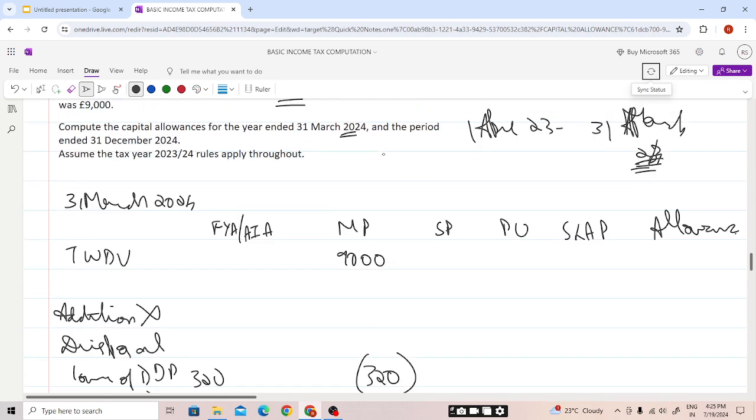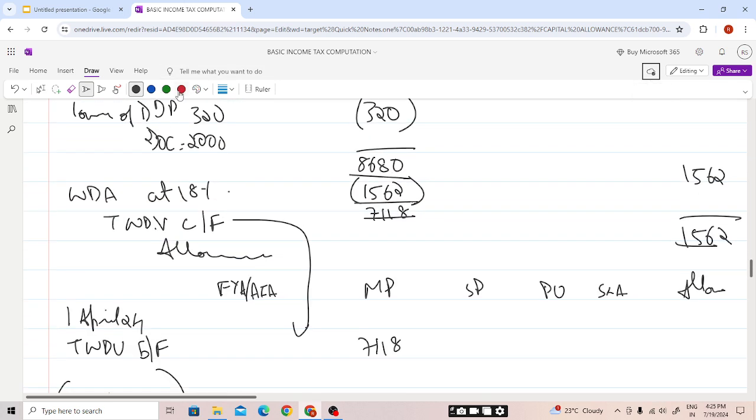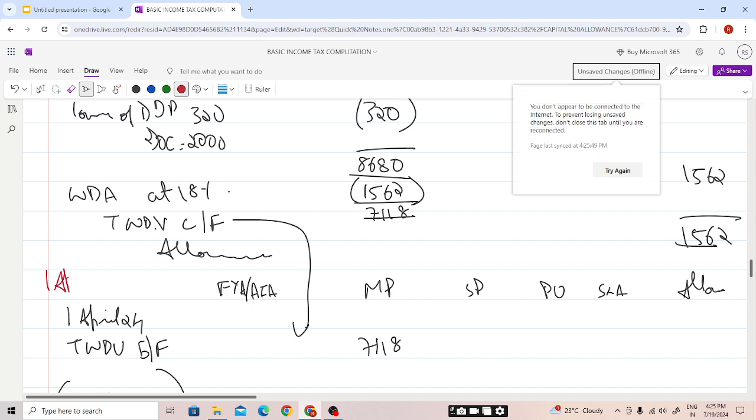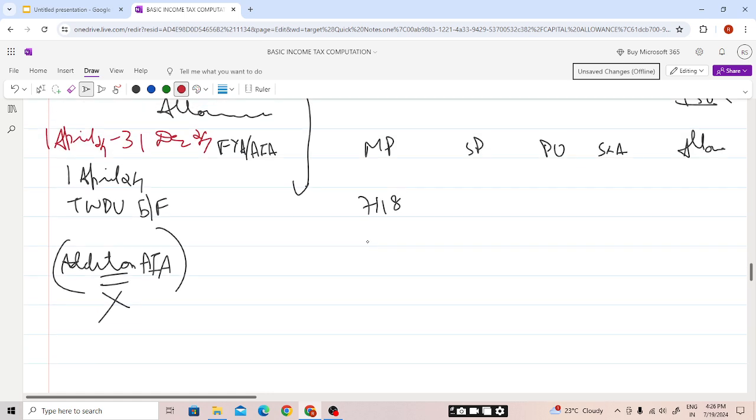The final period of accounts is prepared from 1st April to 31st December 24. So AIA will not be available. So directly we'll add it to the pool. Now this will give rise to a total of 11,118.